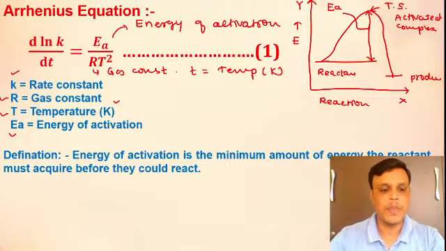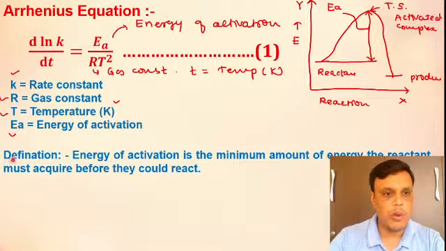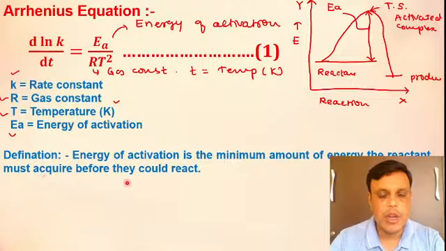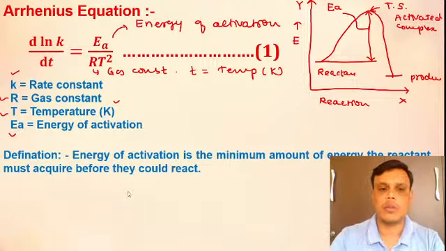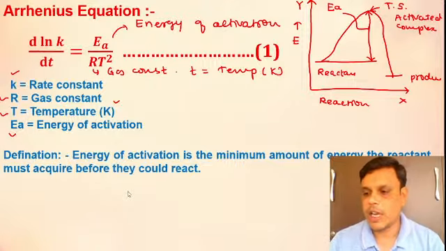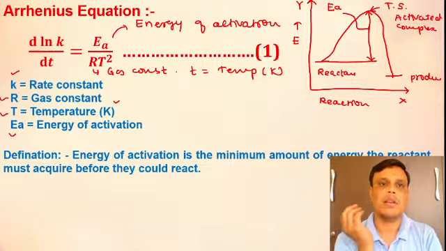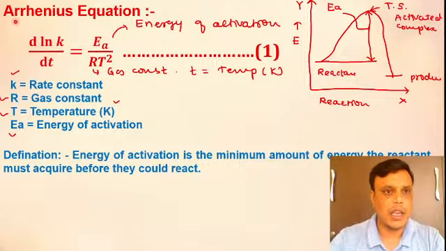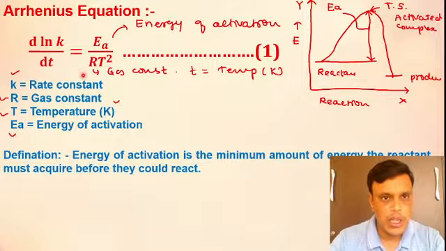Okay, now we'll see the definition. If you have pen and notebook, you can write it down. Energy of activation is the minimum amount of energy the reactant molecules must acquire before they could react, so as to go into the transition state or activated complex. So this is the energy of activation, and this is the differential form of the Arrhenius equation, and we will derive this equation.